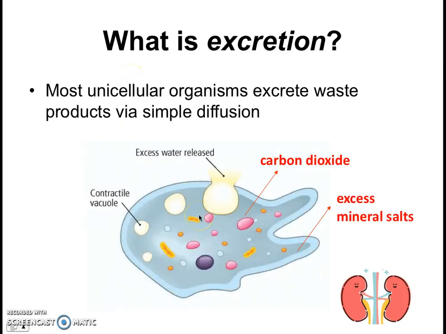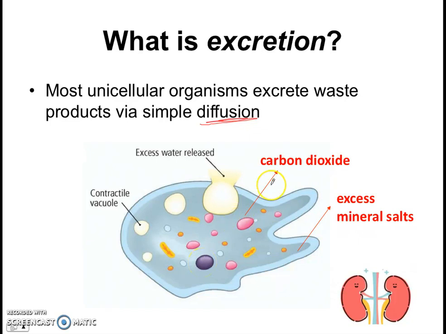Now, excretion takes place in all types of organisms. Whether you're a unicellular organism like this amoeba, one cell, or a multicellular organism like a human being, excretion needs to take place because metabolism takes place and waste products are being produced. And these waste products need to be removed from the organism.